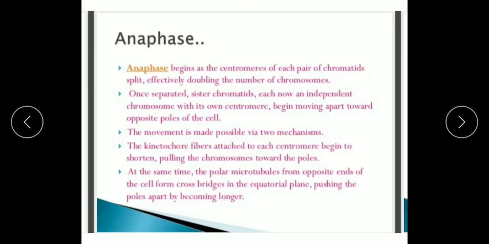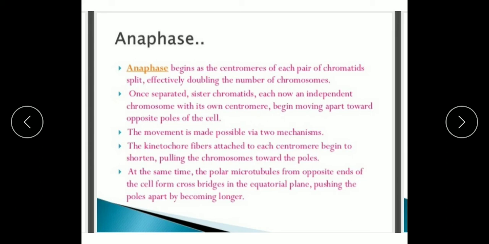Then next one, anaphase. In mitotic cell division, the first phase is prophase, the second is metaphase, and the third is anaphase. As the centromere of each pair of chromatids splits, the number of chromosomes is effectively doubled. Each chromosome in the nucleus has a single centromere. During anaphase, the centromere of each pair of chromatids splits into two.